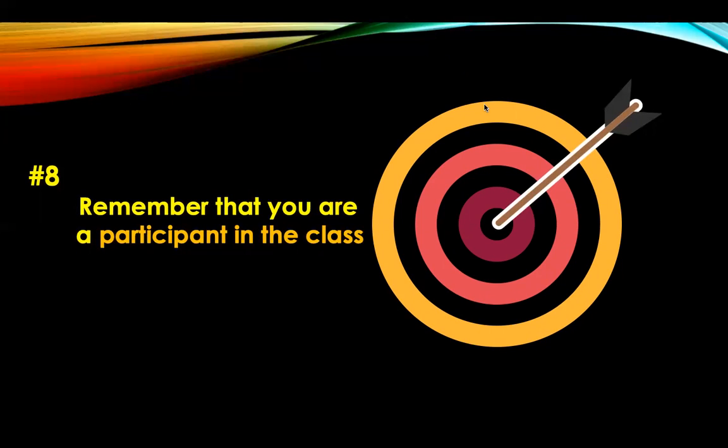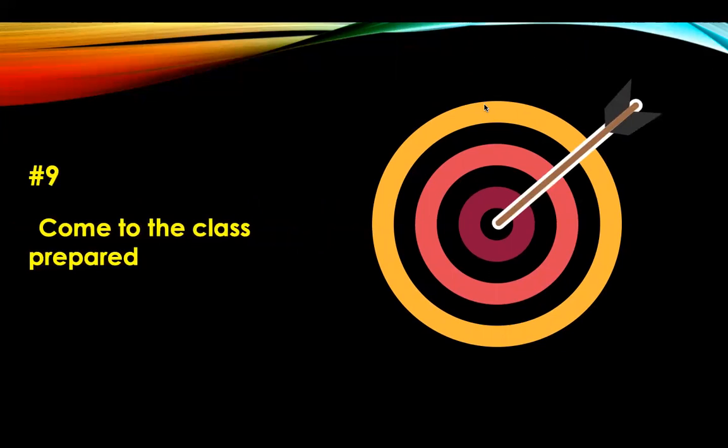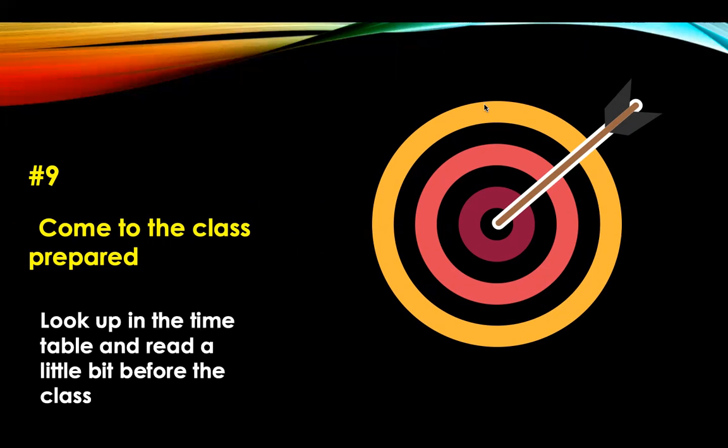For collaborative learning, remember that you are a participant in the class. Many teachers will have online group activities, and for that, you are a participant in your class. So you have to observe good behavior, good etiquettes while interacting with other group members. Protocol number 9, come to the class prepared. Look up in the timetable and read a little bit before the class so that you can participate in the online teaching learning activities, in the online group discussion.